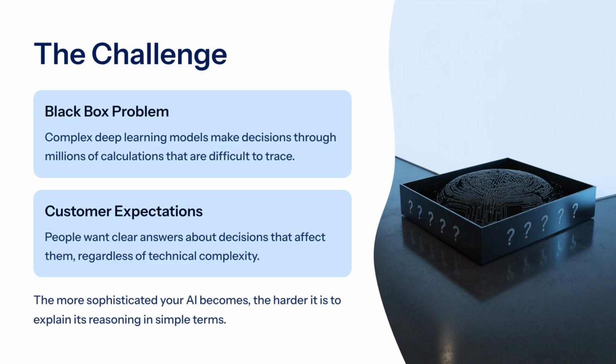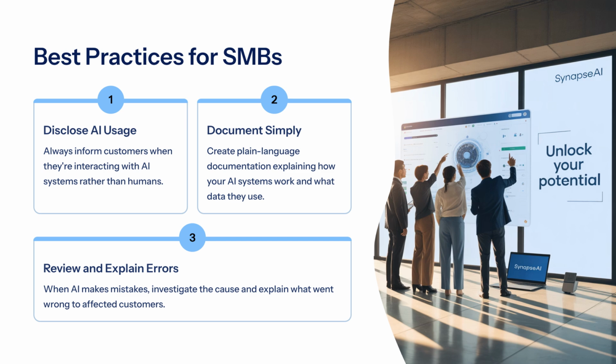For SMBs, this can be dangerous. If you can't explain why your AI made a decision, customers will assume the worst, that you're hiding something. So let me ask you, would you trust a system if no one could explain its decisions to you? So, what can you actually do?